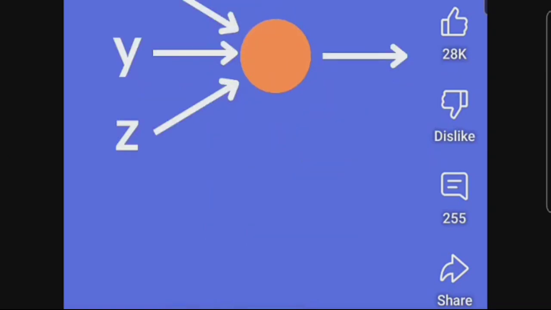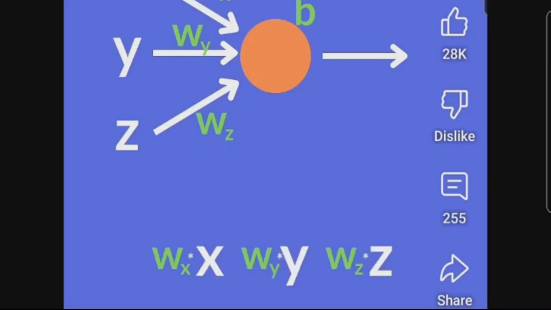Let's say our neuron has three inputs, X, Y, and Z, and each of these inputs come with their own weights, and the neuron has a bias. We multiply each input with its corresponding weight and add the bias to it. This value is then passed through an activation function to calculate the output of the neuron.